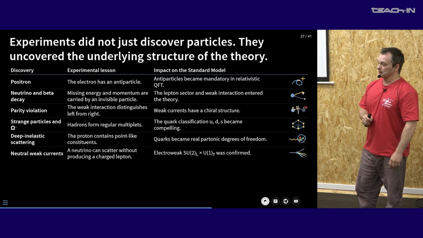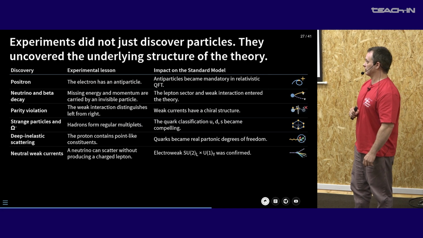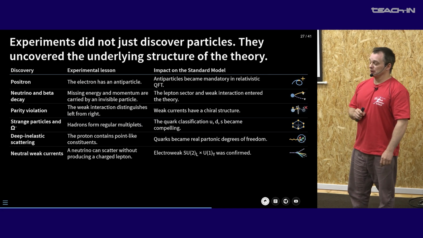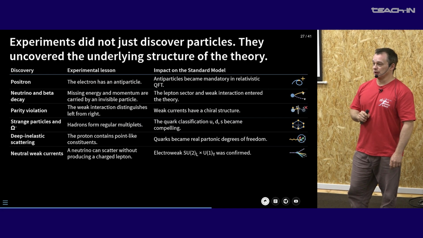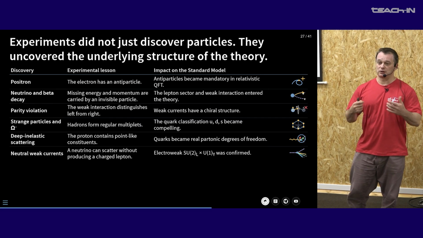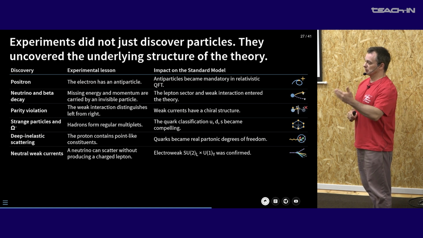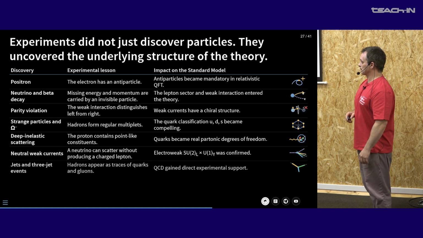Later on, weak neutral interactions were discovered, after the Standard Model was formulated. And this was really a great success, because the Standard Model predicted the existence of weak neutral interaction, and then it was discovered experimentally.